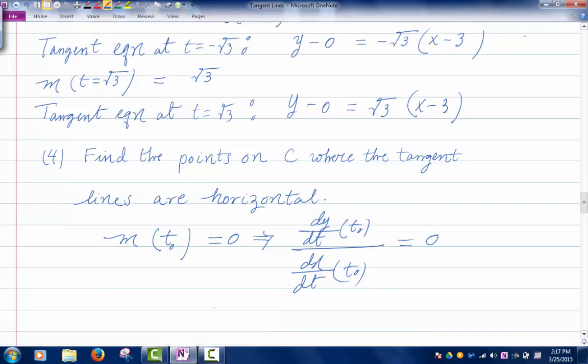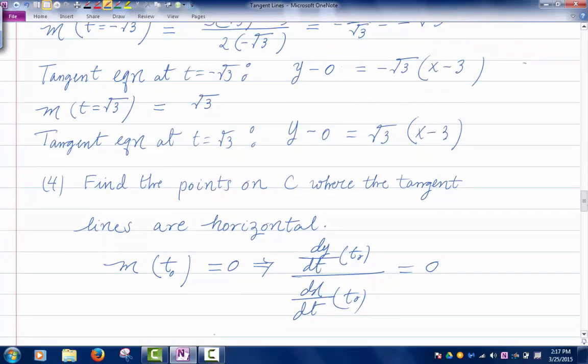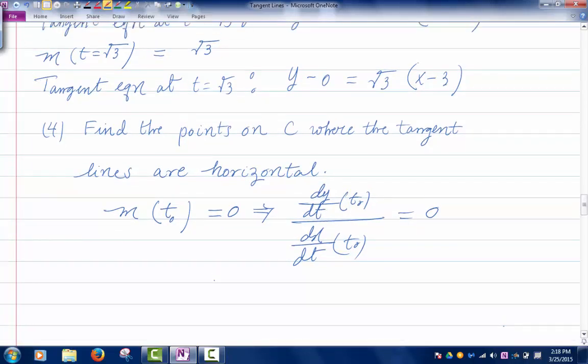Part 4. Part 4 says, find the points on the curve C where the tangent lines are horizontal. Well, if the tangent lines are horizontal, what are their slopes? 0. So I basically want to find the points on the curve where the slopes are 0. And once again, we know the slope formula, right? We want the slope at t0 to be 0, and the slope formula is dy/dt divided by dx/dt. So I want to solve for t0 from that equation. I want to find values of t0 for which the slope would be 0. Now, when is this slope 0? Can anyone tell me?